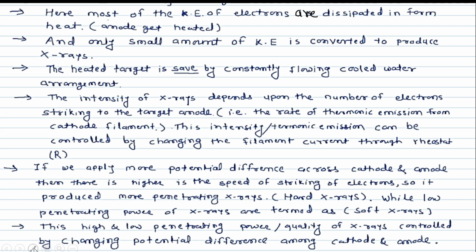This high and low penetrating power, or quality, of X-rays is controlled by changing the potential difference between the cathode and anode. If we require high penetrating power X-rays, we apply more potential difference. If we want low penetrating power soft X-rays, we apply less potential difference across the cathode and anode.